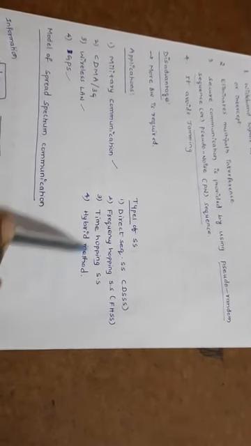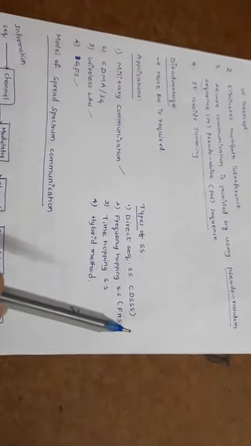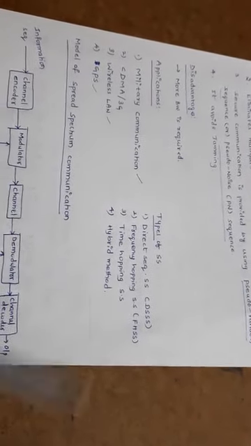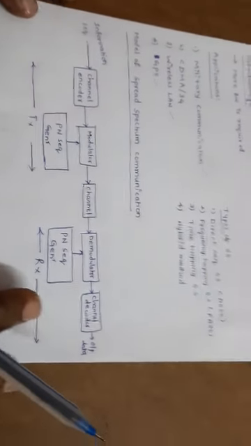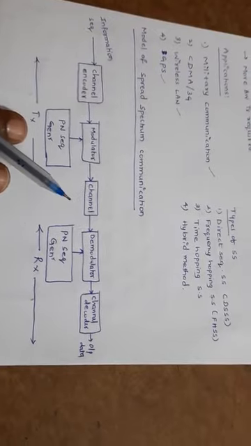Time hopping spread spectrum, and the hybrid method. The combination of any of these 3, we call hybrid methods. Right? Now we'll see what is the major block diagram of spread spectrum communication. So this is the major block diagram of spread spectrum communication.